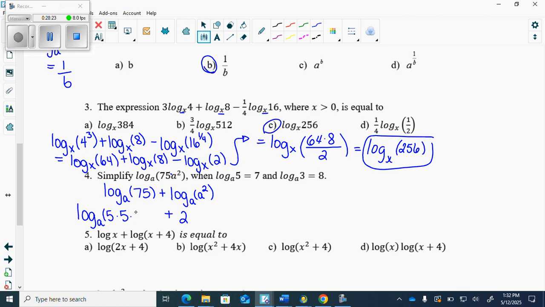And some people might be like, well, why the heck are you doing 5s and 3s? Because I need log A of 5 and log A of 3. That's why I'm doing 5s and 3s. Because this can be separated by addition signs, right? I can get 3 separate logs now with the log base A of 5 times 5 times 3. This can be rewritten as log base A of 5 plus log base A of 5 plus log base A of 3 plus 2.